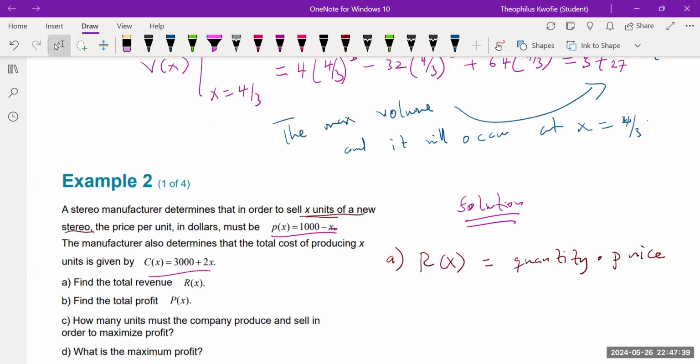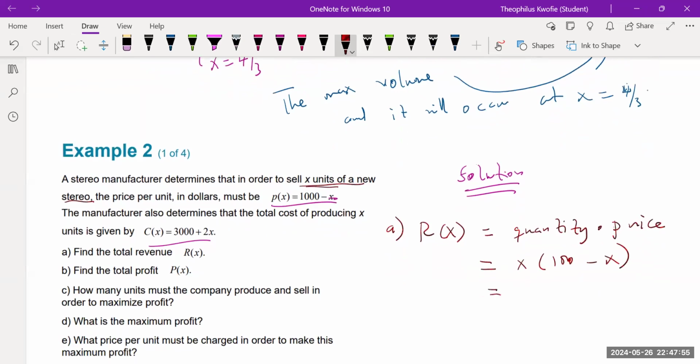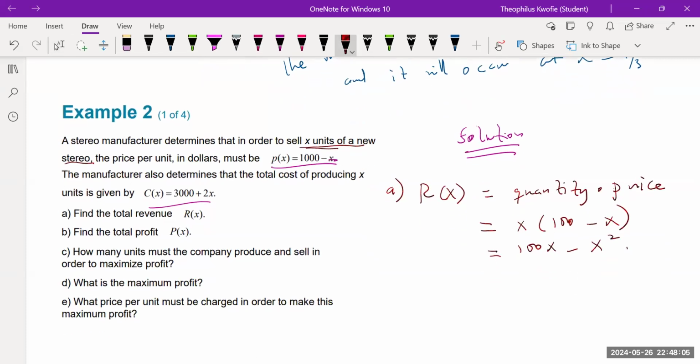We also know that the revenue is always quantity times price. Good. So with that, the quantity is x, and the price was given as 100 minus x. Is that okay? So this is your revenue, in function form. Now the big part is that we want to find the total profit. The total profit we represent as P(x), as a function.